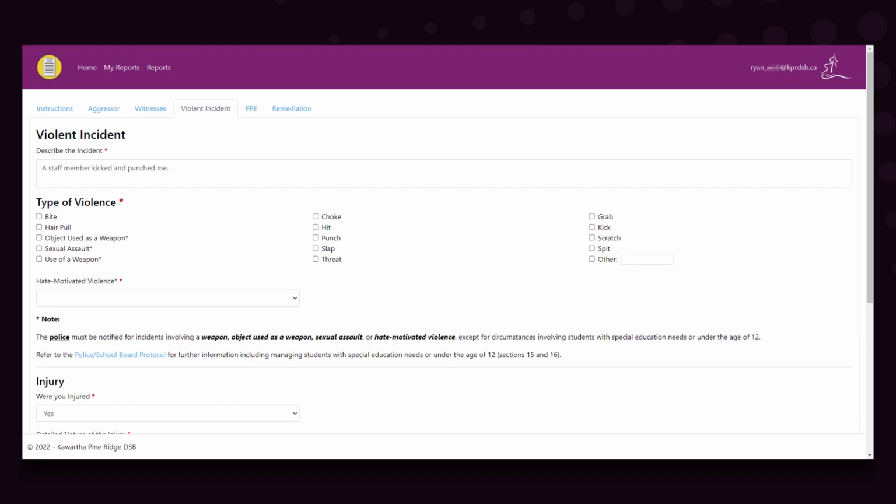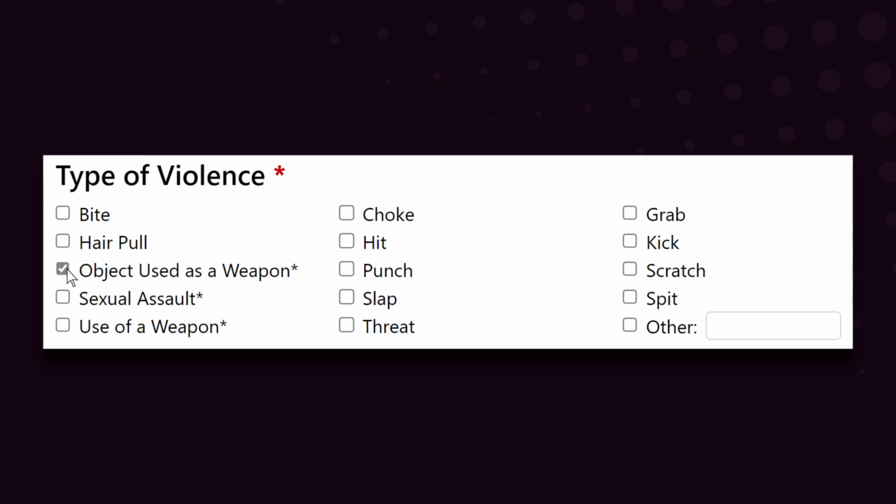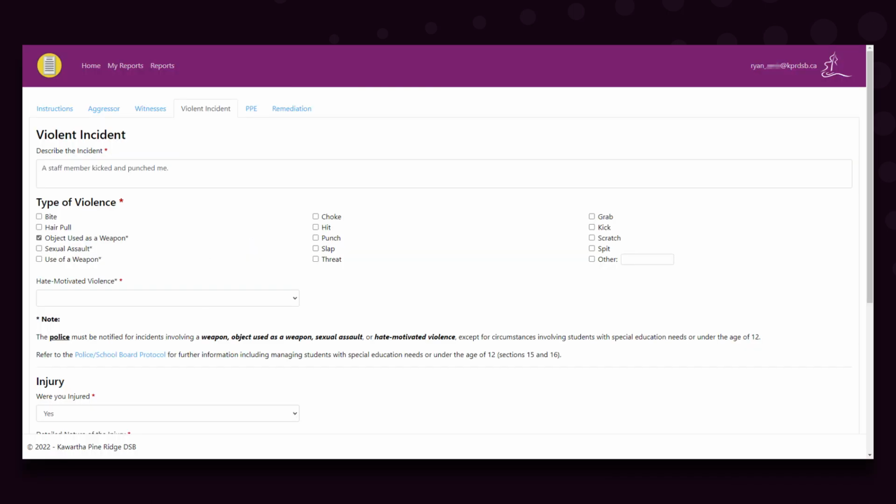You will notice that some items are marked with black asterisks. When one or more of these items are selected, the administrator or supervisor must consult the police school board protocol document when determining next steps. The police school board protocol document can be found by clicking on the embedded hyperlink.